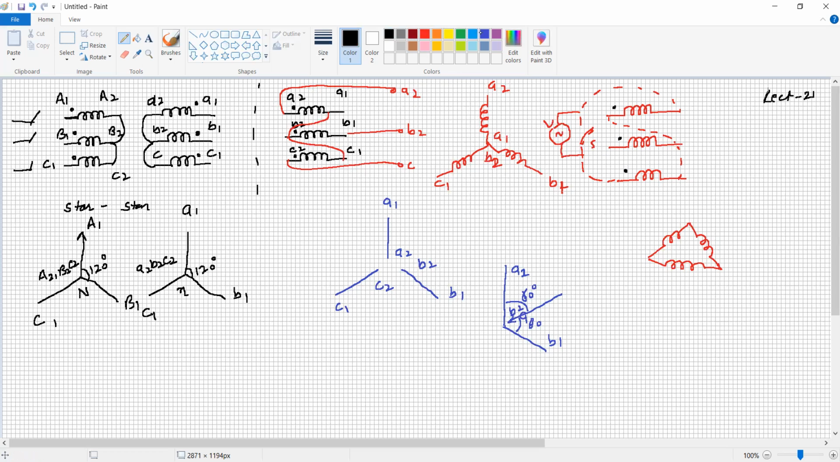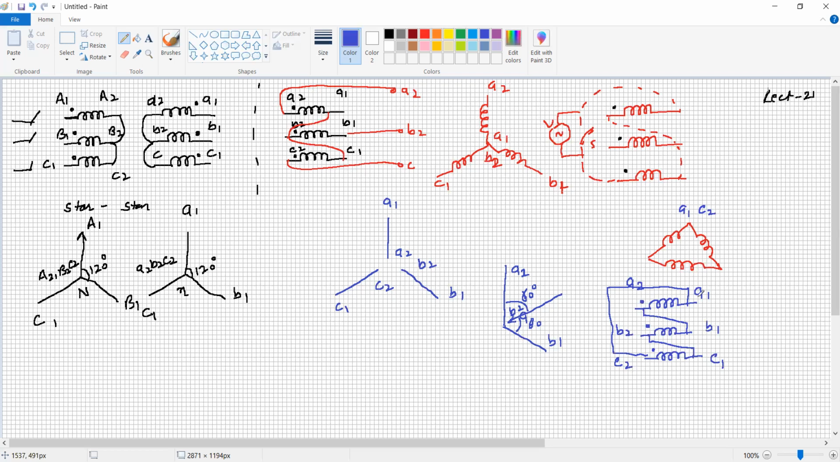A valid delta connection is possible only when the voltage across the switch is zero. Say it is A2, B2, C2, A1, B1, C1. Under such a condition, it may be connected like that. This is the connection, and A1 is connected to C2, so it is A1, C2.